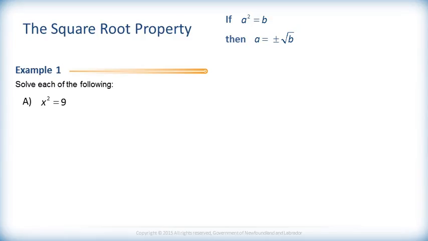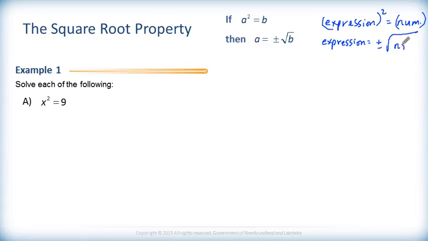The square root property says, if a squared equals b, then a equals plus or minus the square root of b. Another way of thinking about it is, if you have an expression squared equal to a number, I'll abbreviate that word with NUM, then the expression is equal to plus or minus the square root of the number.